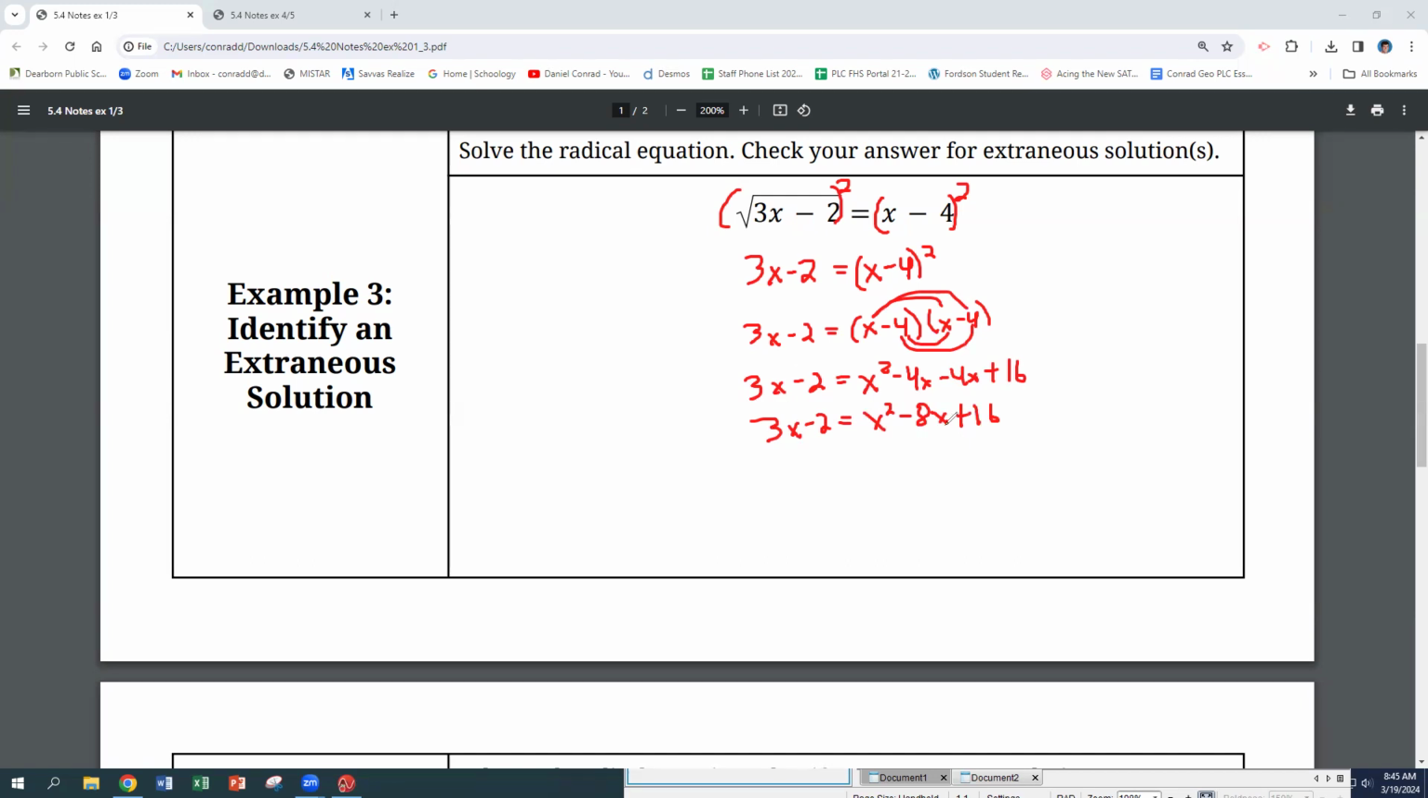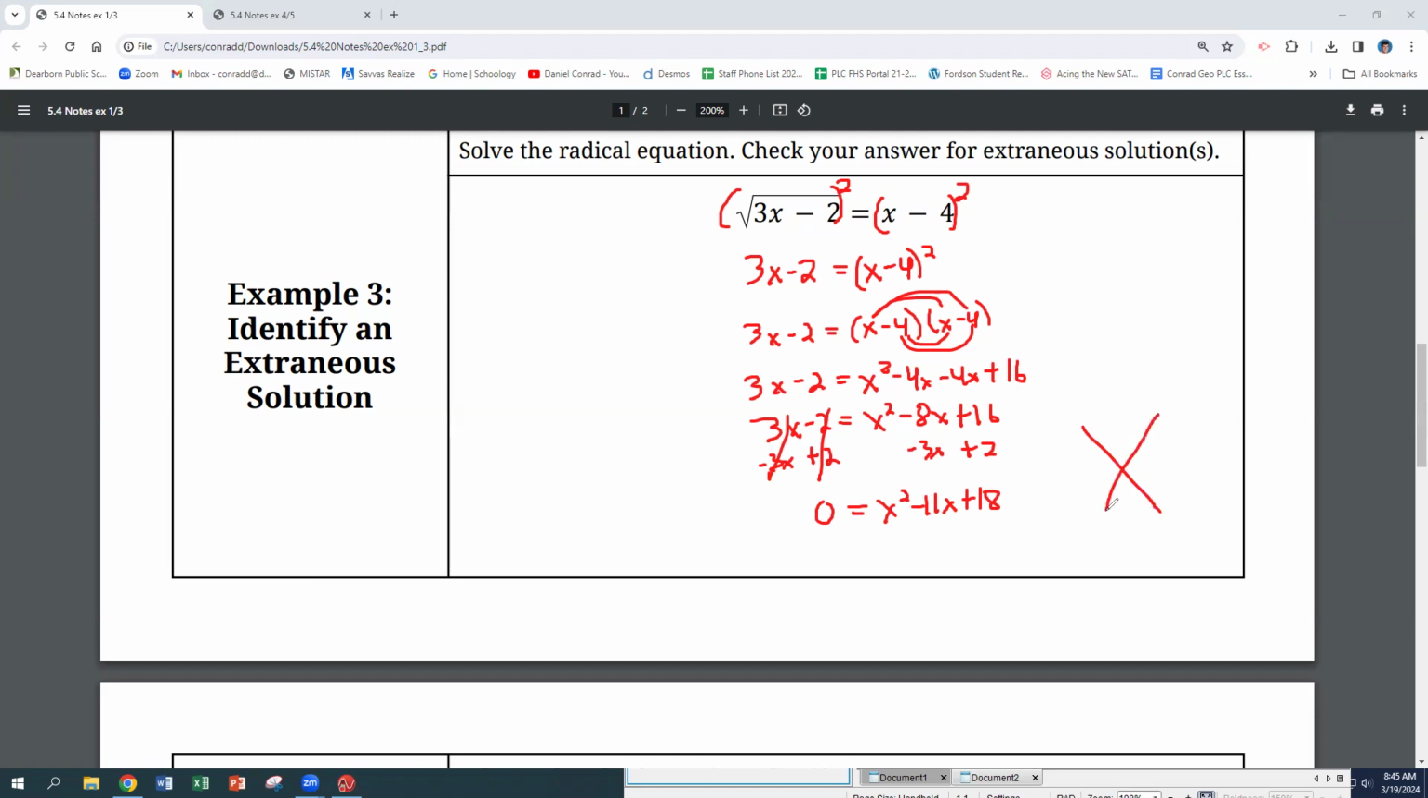All right. Since I have a quadratic, I want to now move everything to one side so I can factor. So I'm going to subtract 3x from both sides, and then I'm going to add 2 on both sides. That way the left side cancels out, and I get 0 equals x squared minus 11x plus 18.